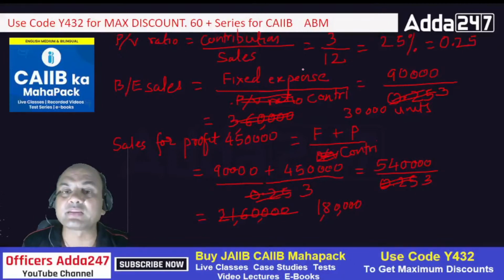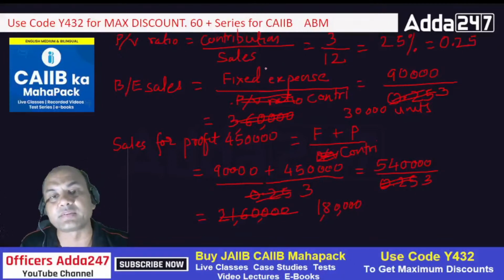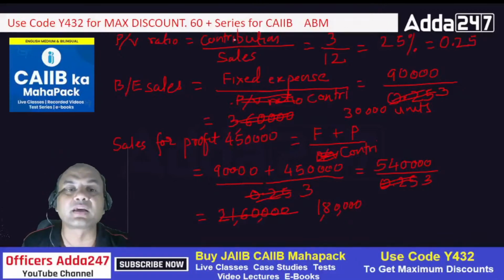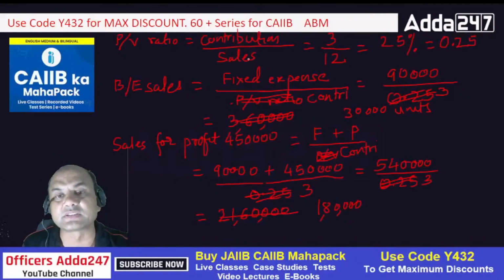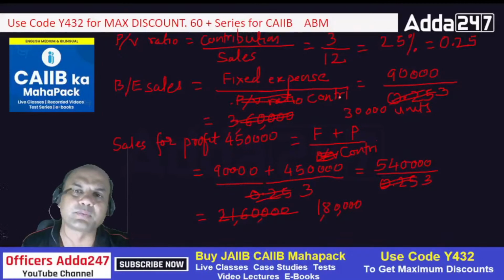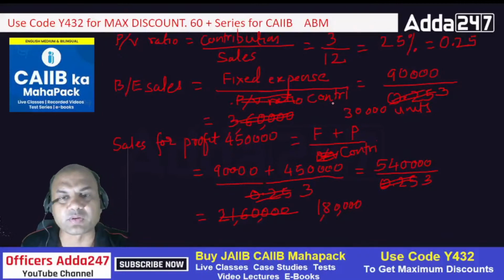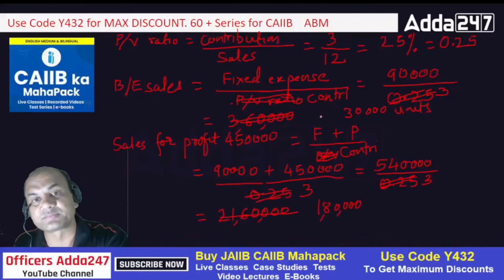So got it, everyone? Here again I'll revise the formulae. The important formulae over here are: first, PV ratio, contribution upon sales; break-even sales, fixed expense upon contribution; and sales for profit, F plus P upon contribution. These are the 3 basic formulae. Has everyone got these formulae? This is important. Type yes in the comment section.